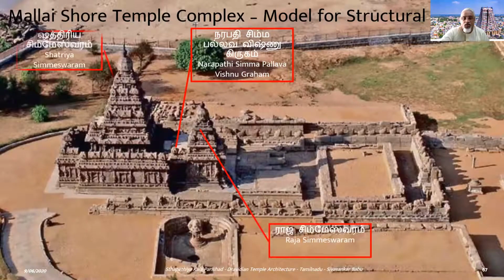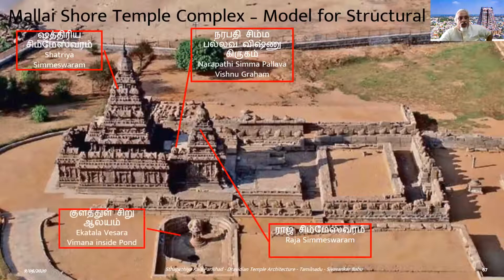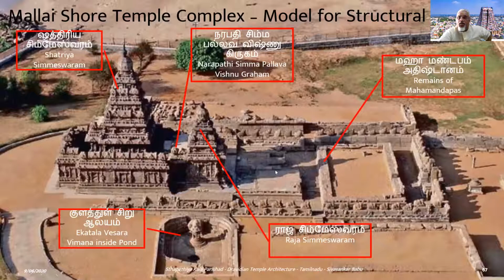So if you see this, the first one is Rajasimheswaram facing west, and then the second one is Satyashimeswaram facing east. So these 2 have set the standards for all the future structural temples. They also have a small Vesara temple here inside the pond, and they had a grand mandapa and then Maha Mandapa here along with the Prakara wall. Everything has been damaged, and only the remnants are available now.